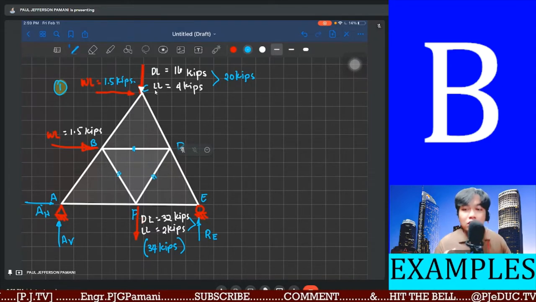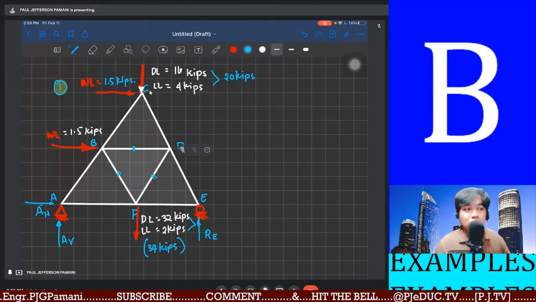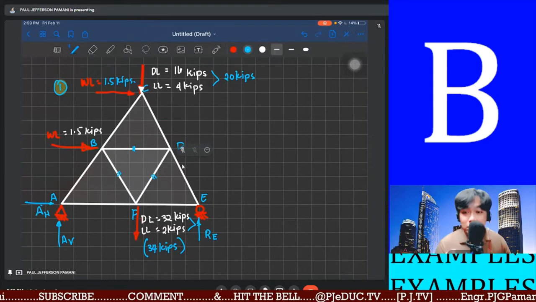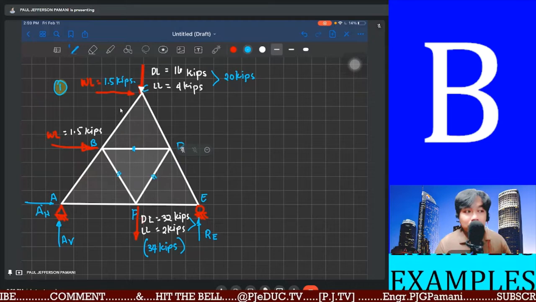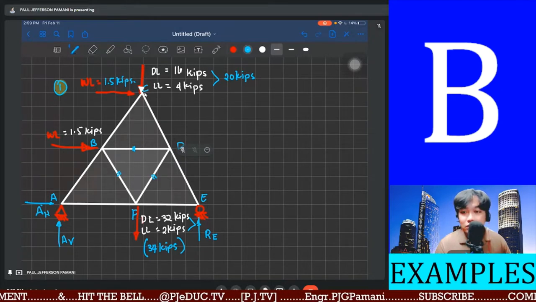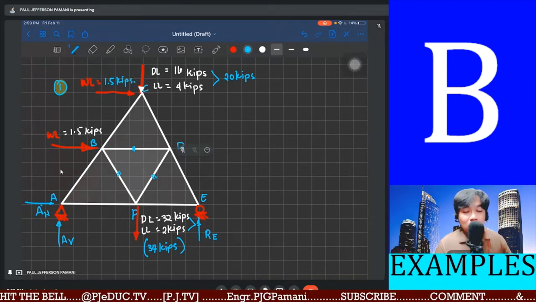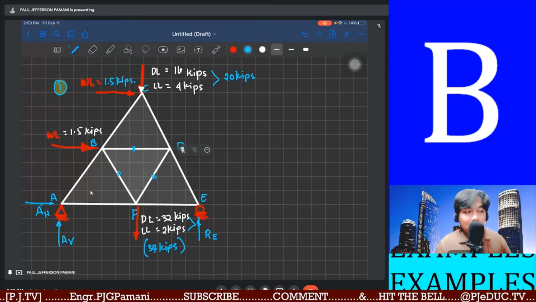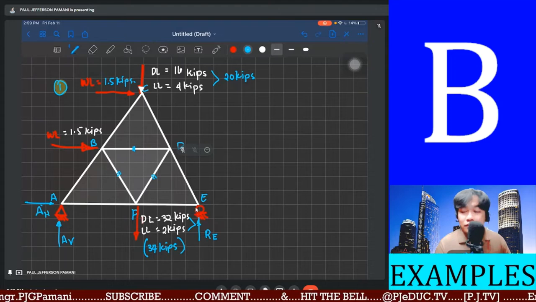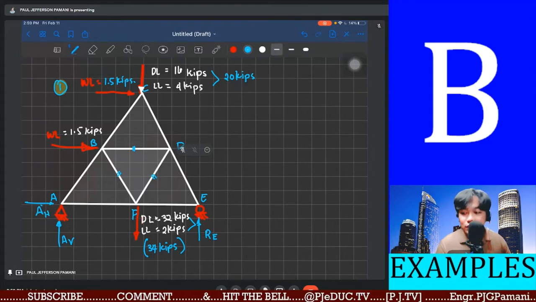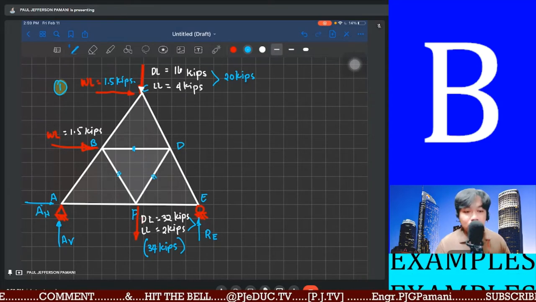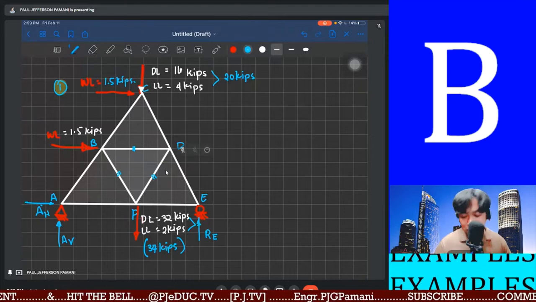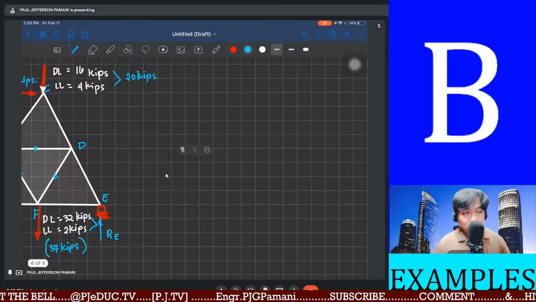Pero kung makulit ka, pwede mo nang ma-solve actually yung member BC at CD. So yan lang naman yung forces niya sa joint na yan. But you cannot solve member BA, AB and ED, AF and FE without solving first the reactions at the support. So we need first to identify the reactions at the support. So how do we do that?